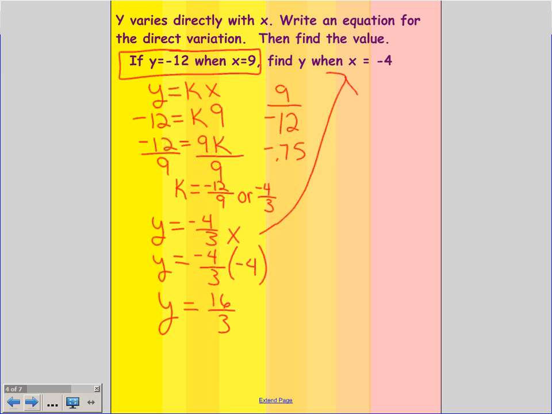Okay, so if y is 16 thirds, we have to use that proportion. So when x was 9, then y was negative 12. I'm going to use x on the top and y on the bottom. So x is negative 4, then y is 16 thirds on the bottom. And if I put that in my calculator, you may have guessed it, it's also going to break down into negative 0.75. So all I'm trying to do in this case, you guys, is give you a way of checking your answer to make sure that the proportion is correct.